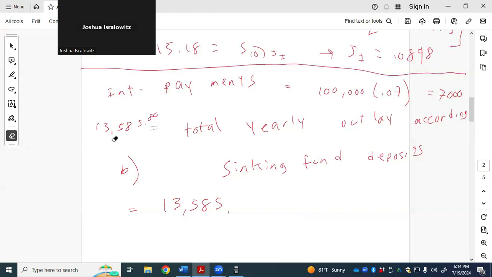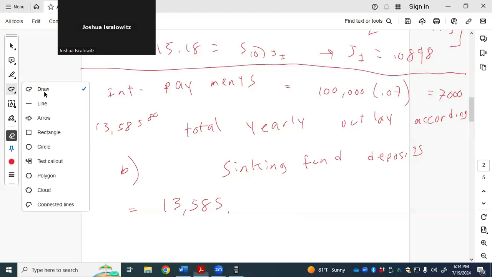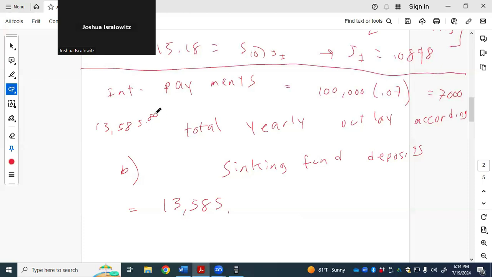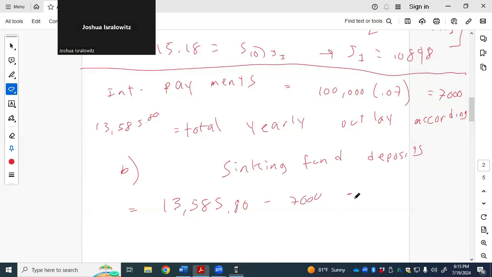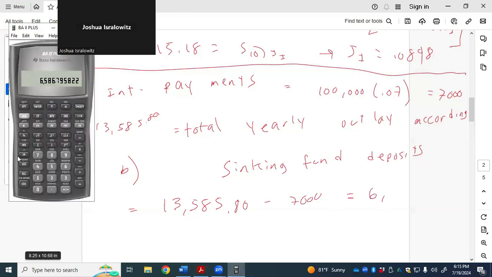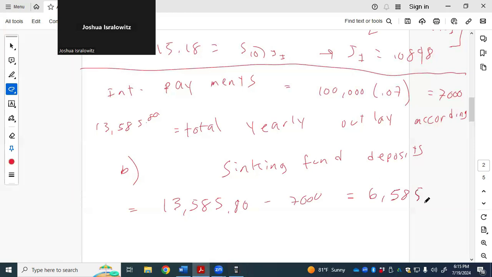Because we're saying we want these two schemes to be equal. In the first one, this is what you're paying each year, so we want to also pay this each year. But you have 7,000 in interest, so 1 minus 7,000. So this is what your sinking fund payments are. I'll store that in the 2 spot. 6,585.80.